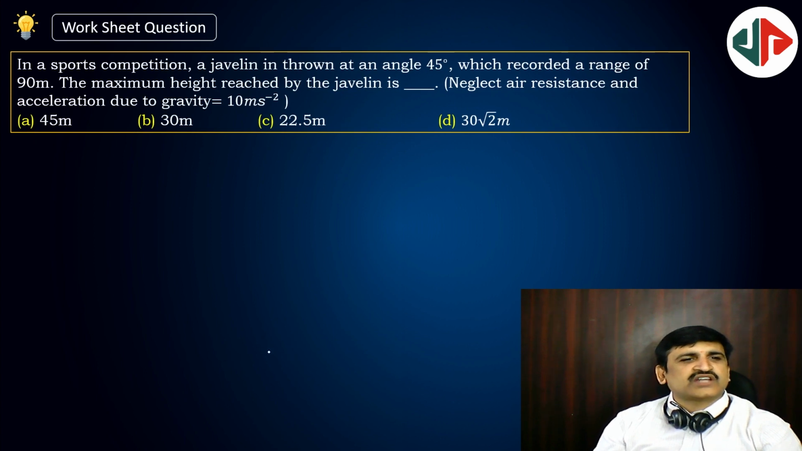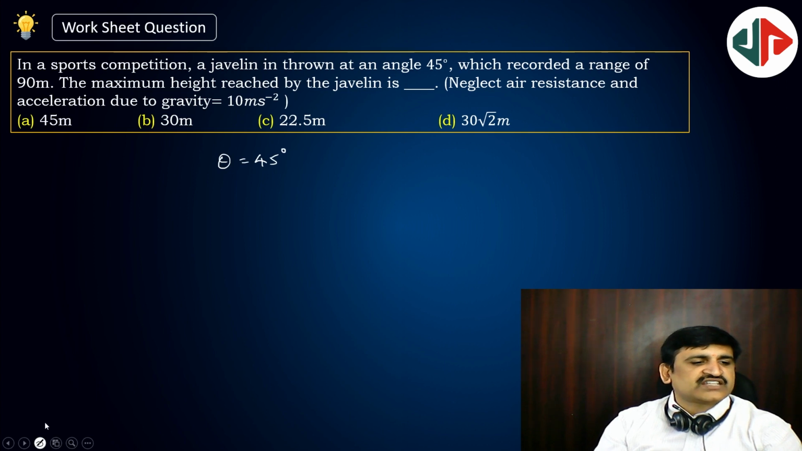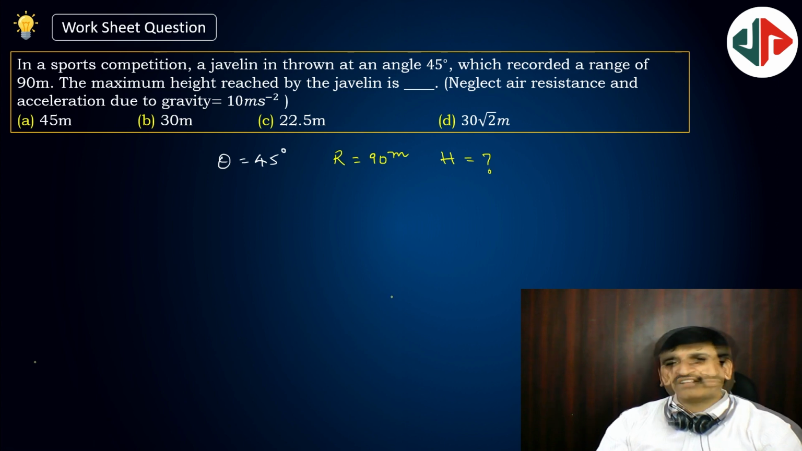In a sports competition, a javelin is thrown at an angle of 45 degrees. Theta is equal to 45 degrees, which recorded a range of 90 meters. Range R is equal to 90 meters. Maximum height reached by the javelin, H is equal to how much?